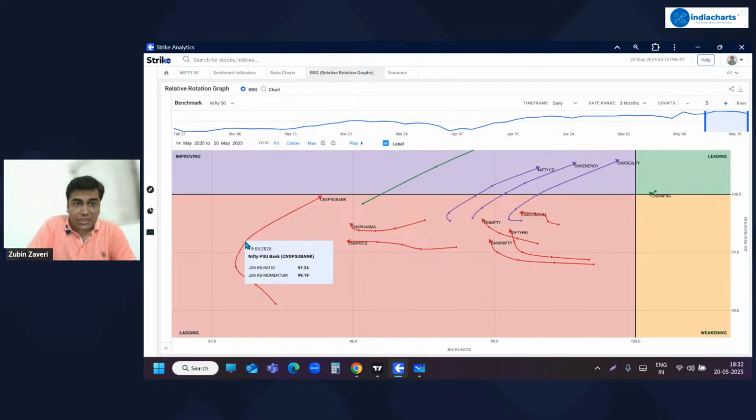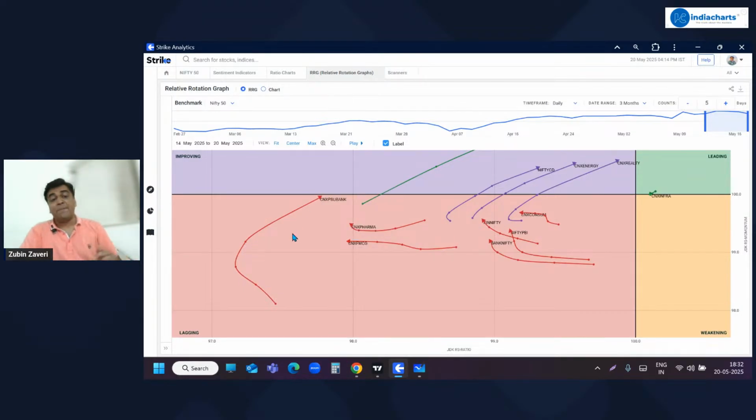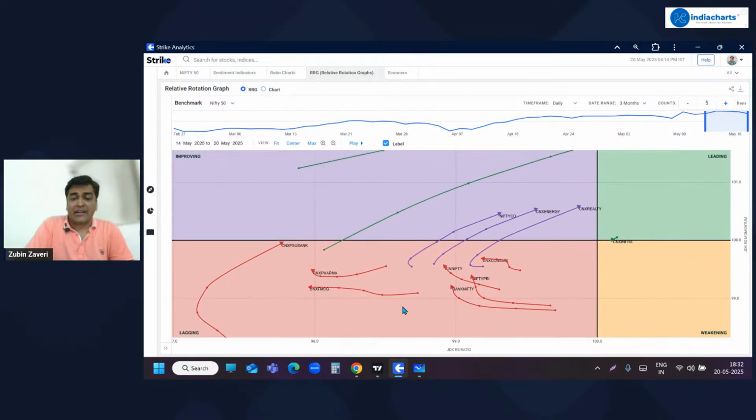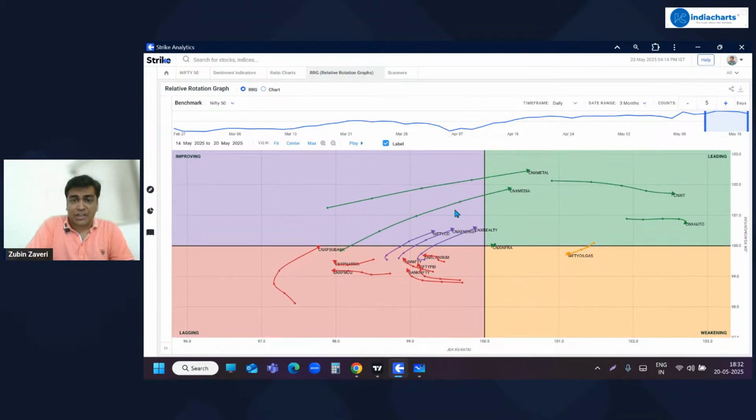So the PSU sector has got some nice big tail over here from yesterday to today. So today PSU Bank has outperformed. Okay, I'm not outperformed, I'm sorry. The momentum of PSU Bank compared to the benchmark has increased. So if the momentum has increased, and if it comes into the improving sector, this is something that you can watch out for. Because it has a potential, slowly and steadily it can come up, up, up, and then become the leader of tomorrow.